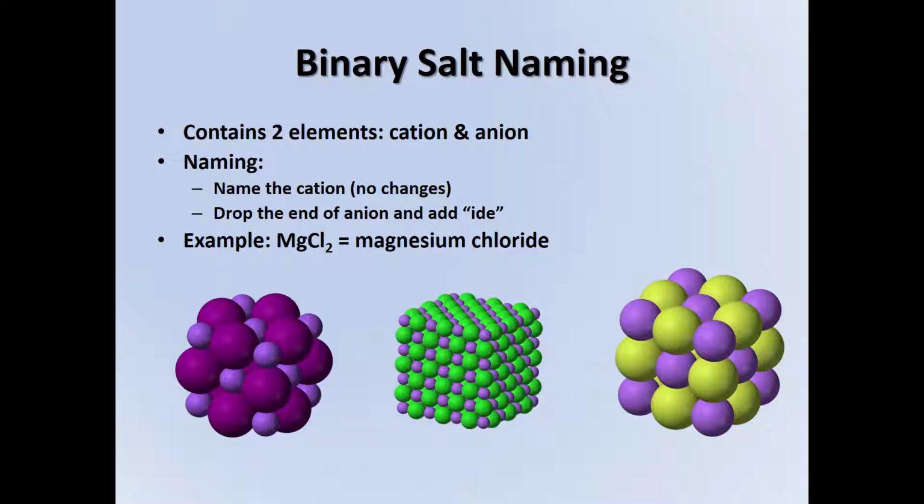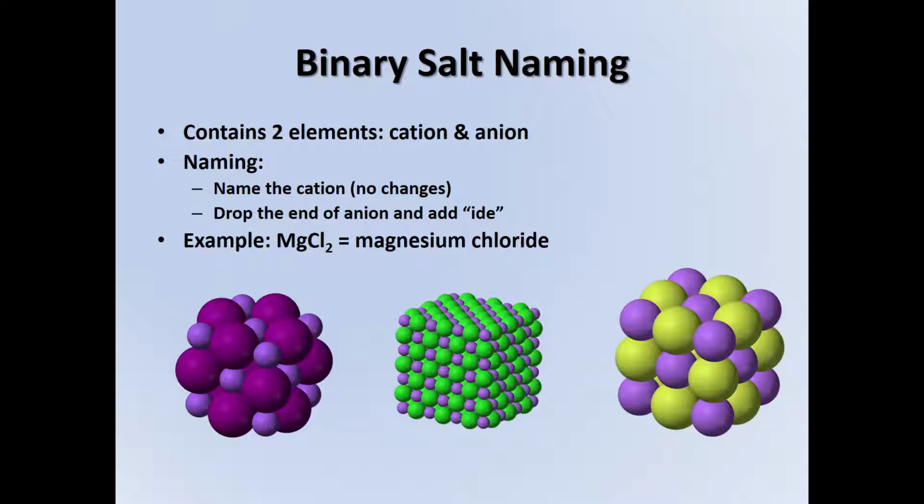The binary salt naming scheme is very simple. You name the cation with no changes. So you just read out the element. If the cation is an element or has a specific name, you just name it out normally. You don't alter the name of the cation. This is where you need to understand English. You're going to drop the end of the anion and add IDE. Your understanding of English is important here, as this is going to be a gut feeling. Basically, you drop the ending and add IDE, and you ask yourself, does that sound correct? That's my best advice to you if you don't understand prefixes and suffixes in English.